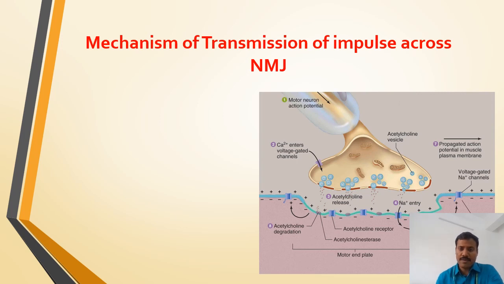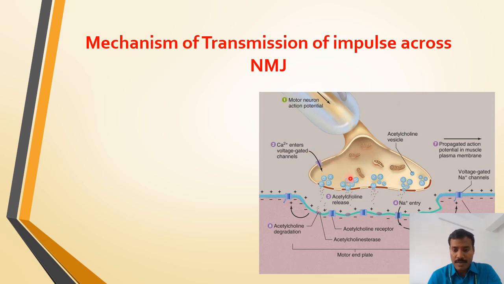So coming on to the mechanism of transmission of impulses, the neuromuscular junction. The first one is the arrival of action potential through the axon. When the action potential reaches the axon terminal, there will be depolarization of the axon terminal, and immediately the depolarization opens the voltage gated calcium channels. Here you can see voltage gated calcium channels get opened once the action potential arrives at the axon terminal. That opening causes calcium entry into the axon terminal.